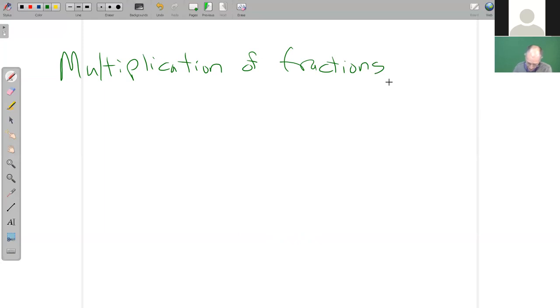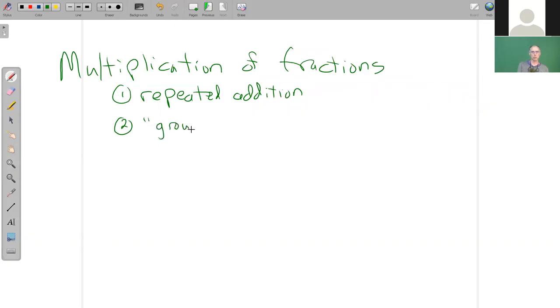So multiplication of fractions. What does multiply mean? Well, we had a bunch of different ways to talk about multiplication way back when we were doing whole numbers. And so some of the top ones was it's repeated addition. Another idea related to repeated addition was the idea of groups of.